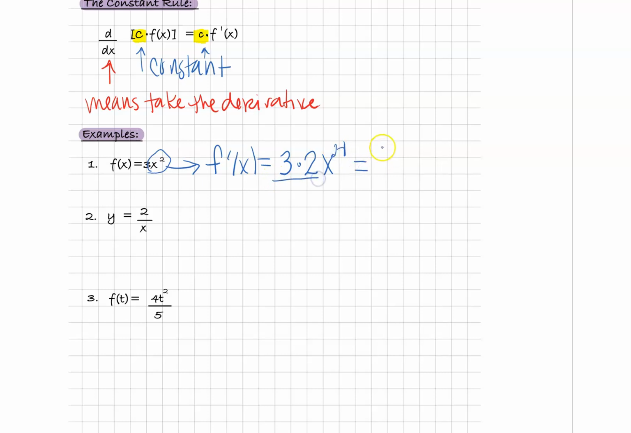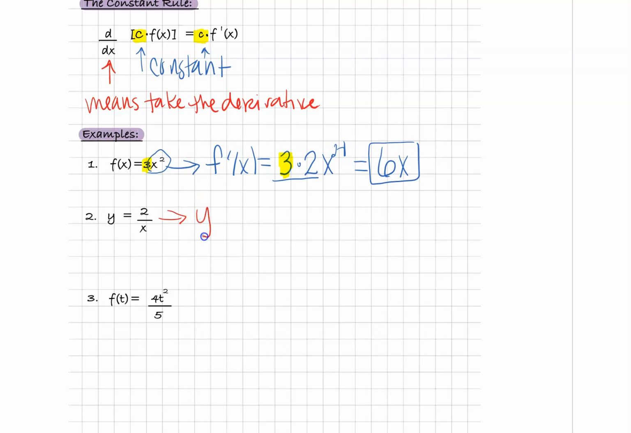So 3 times 2 gives me a 6. x to the 2 minus 1, which is 1. So 6x would be my final answer. And so again, I'm just trying to show you that this constant 3 just went along for the ride as you took the derivative of the function itself, x squared. Let's do the same thing again in this next one.